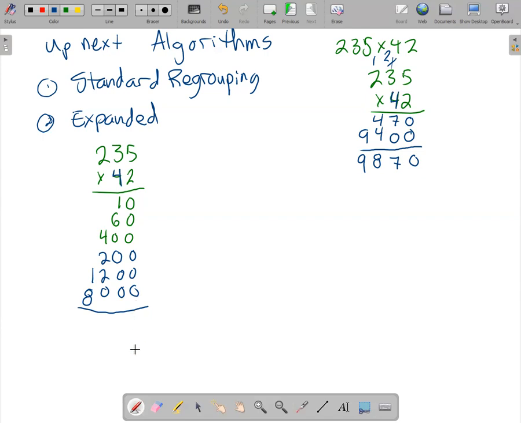And then we start adding stuff up after we do each of the multiplications with place values. So there's no 1s again. There are 7 10s, 4, 5, 6, 7, 8 hundreds, and 9 thousands. So that's expanded multiplication. Question?